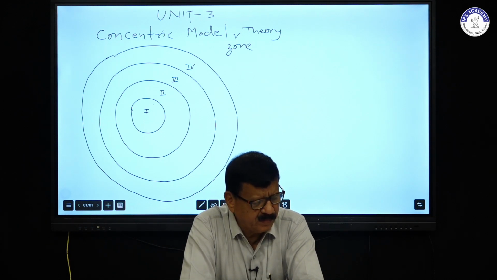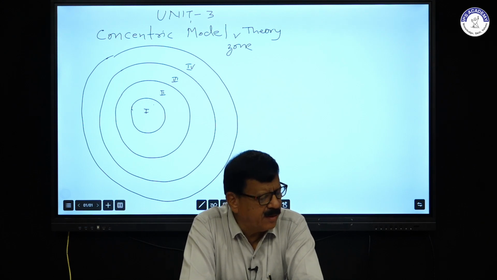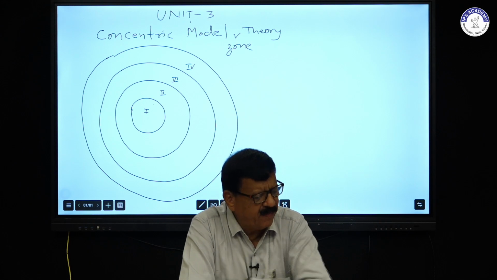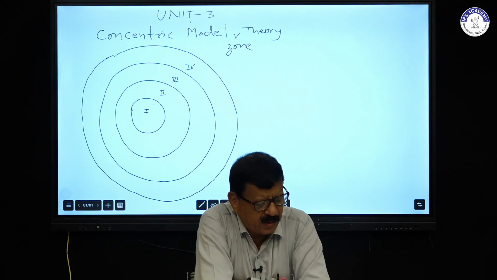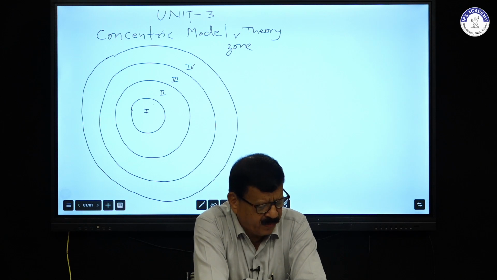Burgess, B for boy, B-U-R-G-E-S-S. There are 5 concentric zones showing different types of land uses.